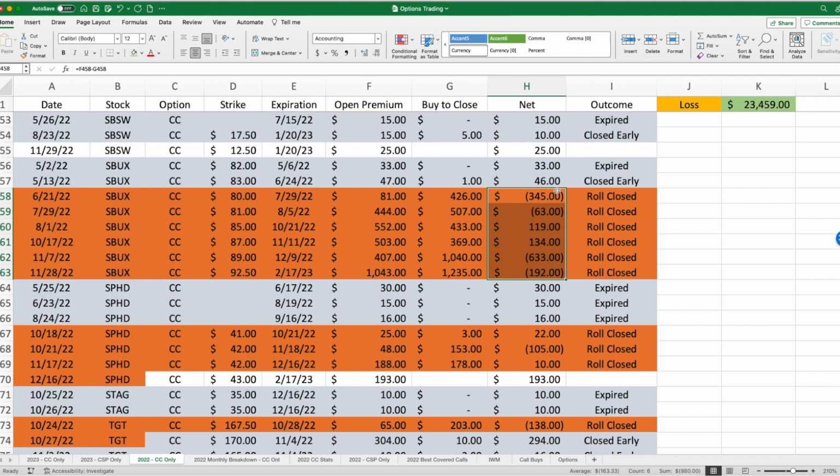Take a look at Starbucks, guys. If you looked at every covered call I wrote for Starbucks in the year of 2022, I lost. I'm upside down $901. And it really starts here in June.